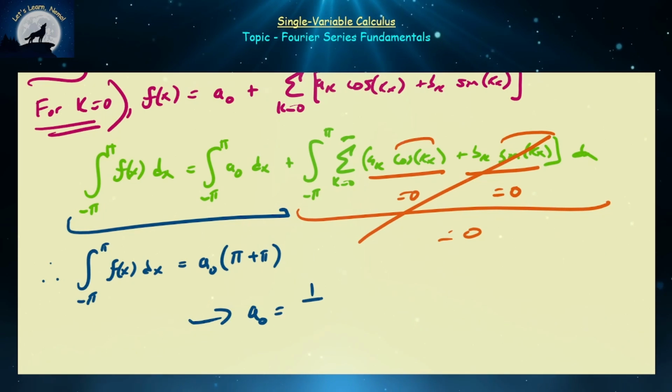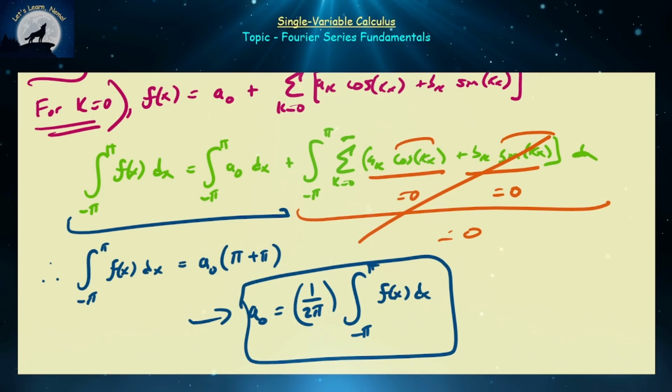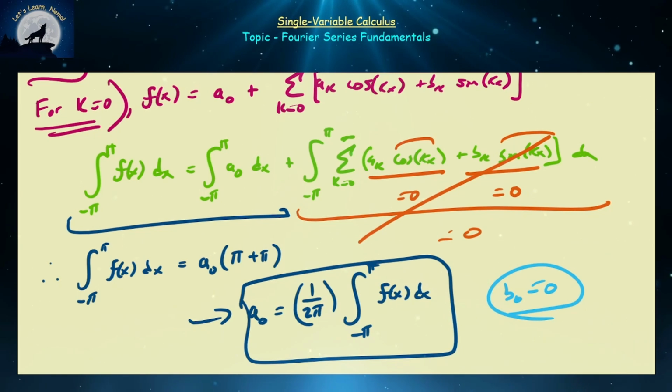So a0 will be equal to 1 over 2 pi, instead of 1 over pi like the other two, times the integral from minus pi to pi of f of x dx. So now we have that special representation for a0, at least. And keep in mind, b0 will be equal to 0 because of the point that I made earlier. So now we know how to build Fourier series, and we know how to build it from trigonometric series.